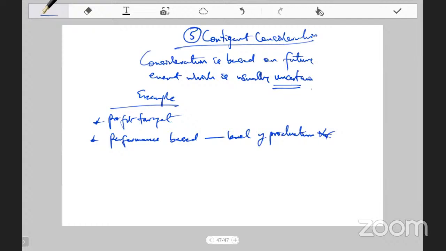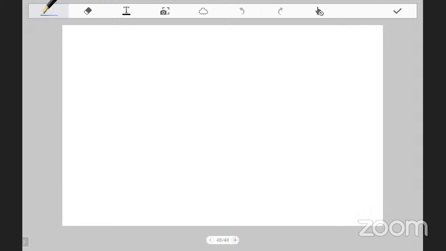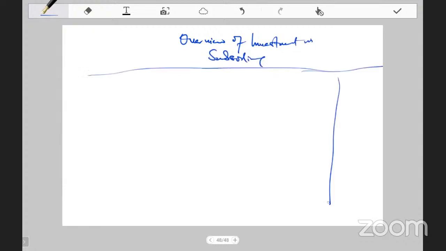Now, what I'm going to do is give you a global view of what this will look like if you are given everything in the journal. I call it the overview of the investment in subsidiary. So let's see how the overview looks. It's going to be like our journal entry.